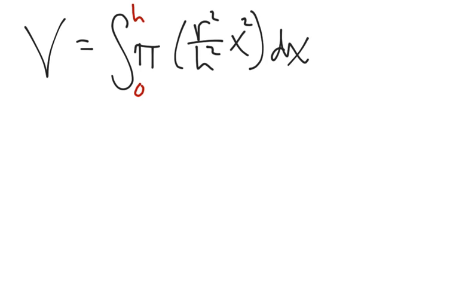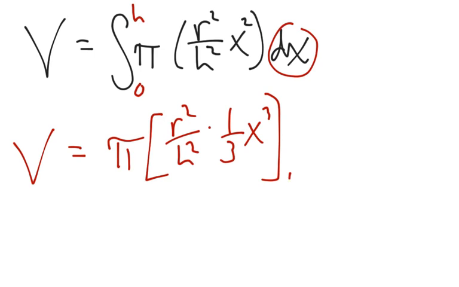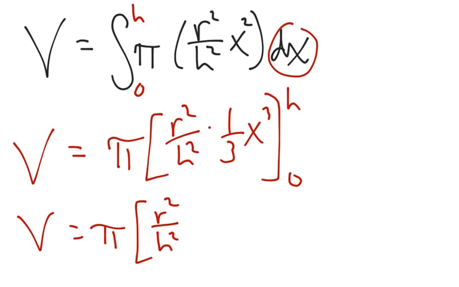Now we can use the fundamental theorem to work this out. Remember, we're integrating with respect to x. Our volume is going to be pi times the integral, and we have r squared over h squared times one third x cubed, applying the reverse of the power rule. We evaluate from 0 to h. Plugging in 0 yields 0, so I have r squared over h squared times one third h cubed when I substitute h in there. Notice that we have h squared down here, which cancels with 2 of the 3 h's over here.